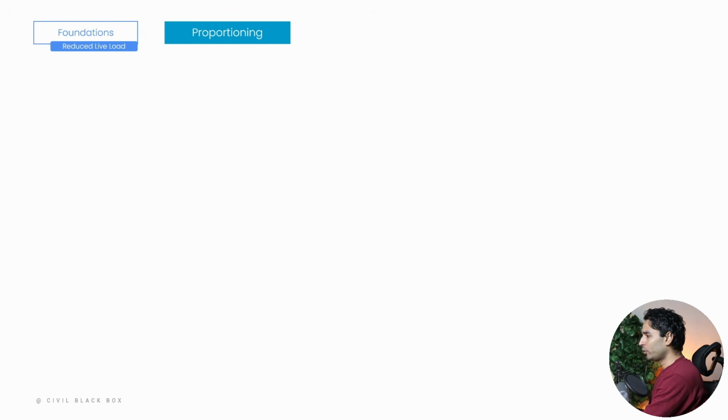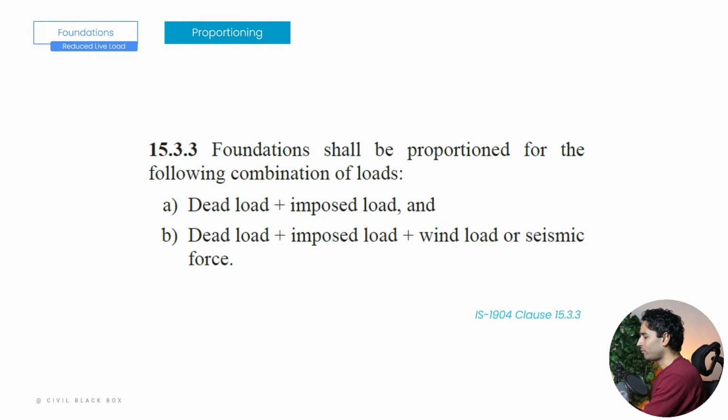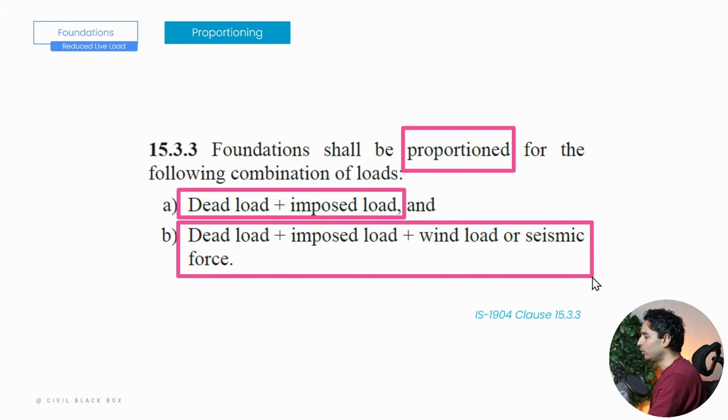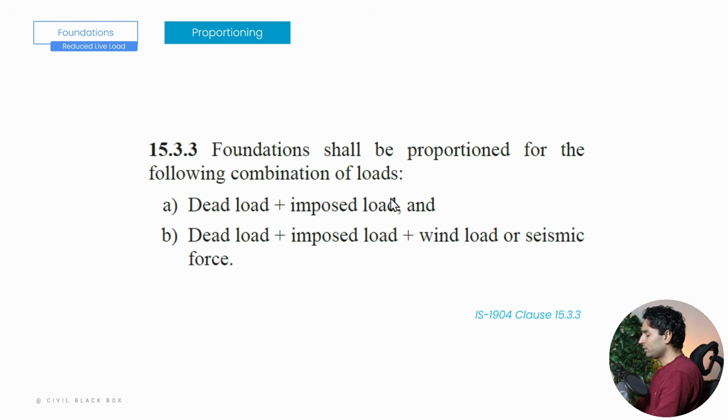Now, when it comes to the foundations, or rather the proportioning for the foundation, this comes from the clause of IS 1904, which talks about the proportioning of foundation. So you can see it clearly says that the foundations shall be proportioned for, that is, the area defining shall be done with respect to the following load combinations. So right here you can see we have the dead load and imposed load case, and we have the dead load, imposed, and wind load case. Right here we do not have a simple case called dead load plus wind load or dead load plus seismic load, as we have seen inside IS 456. So we are working with different cases now, and we'll go through them one by one.